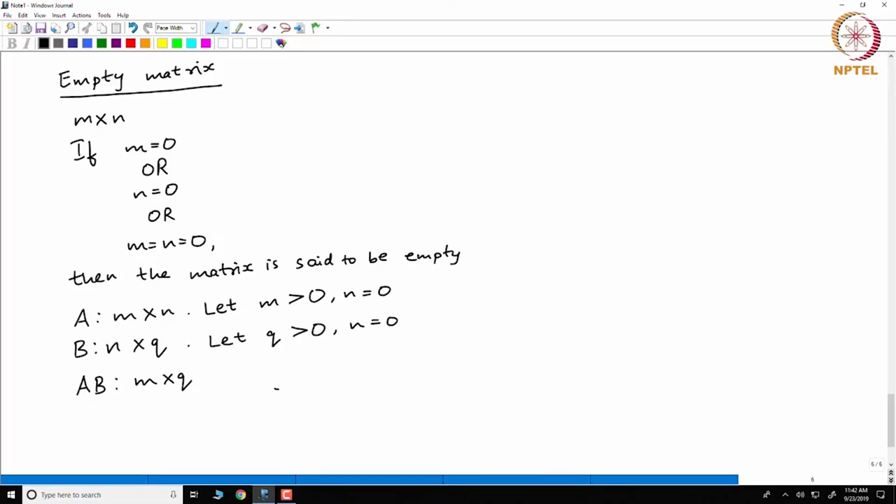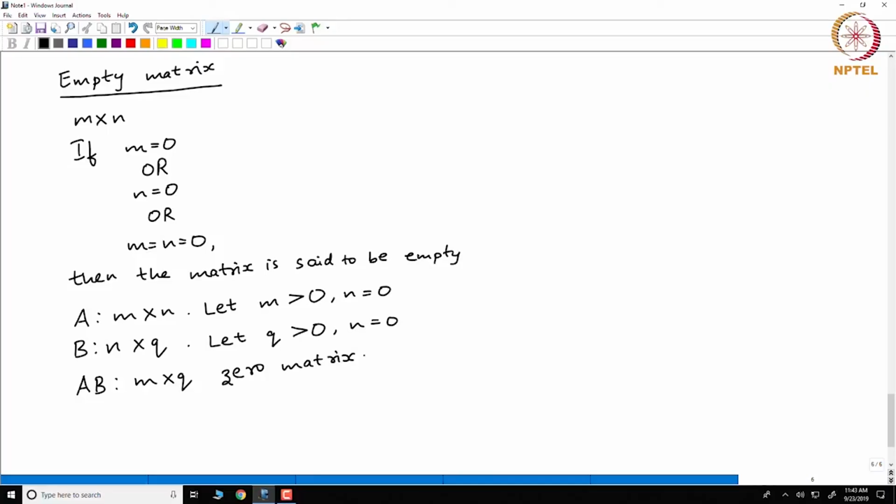So matrix multiplication is still defined if the number of rows or number of columns is 0, as long as the number of columns in the first matrix is equal to the number of rows in the second matrix. That's the only condition required for matrix multiplication. So here it is satisfied, but it so happens that n is 0. So if n is 0, then we have A and B empty matrices, but AB, the product, is not empty. So in that case, AB is an m cross Q 0 matrix.